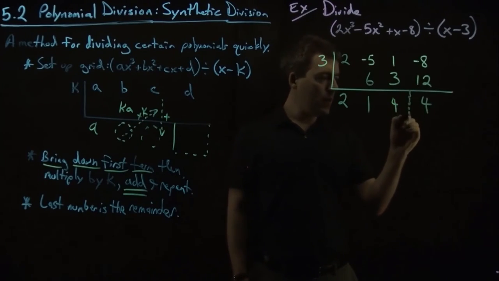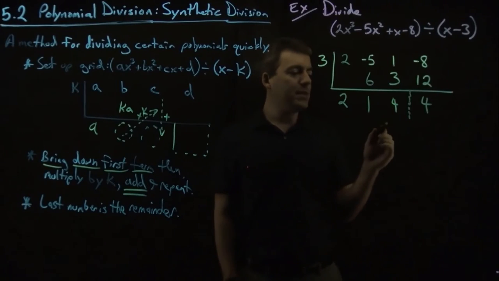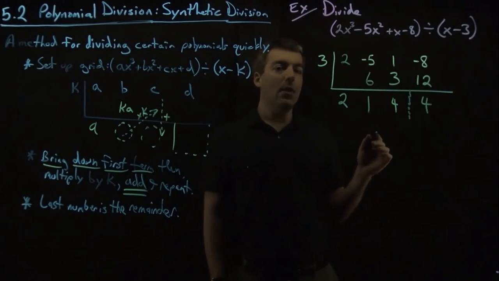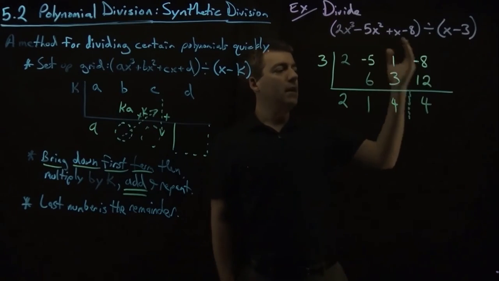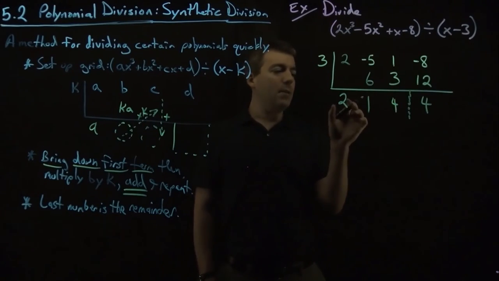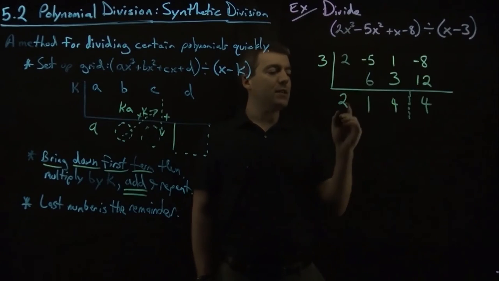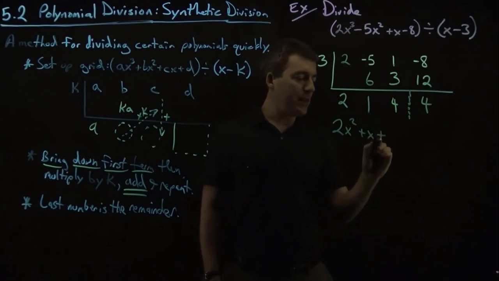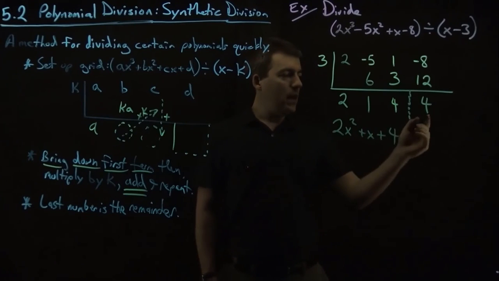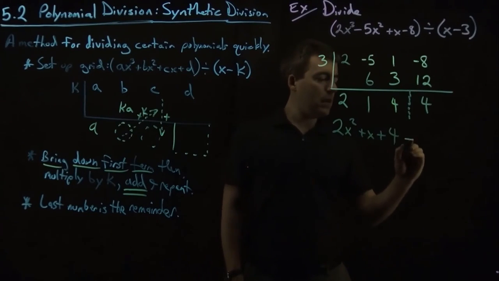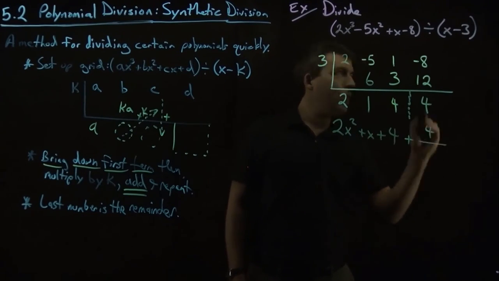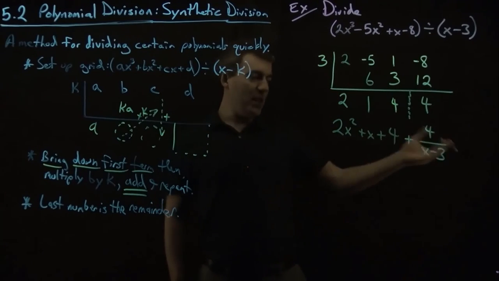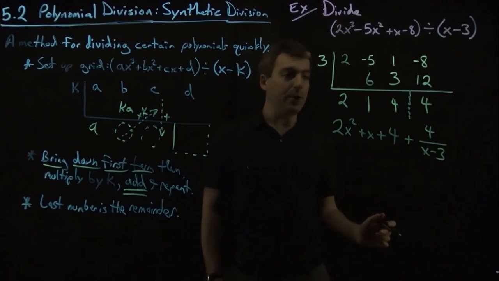And we'll divide that up. So these numbers right here are the coefficients of the quotient. And we could write that down. It's always going to be 1 power less than this, so it's 2x squared plus x plus 4. This term is the remainder, 4 over x minus 3. If you notice, this is the same answer we got via long division.